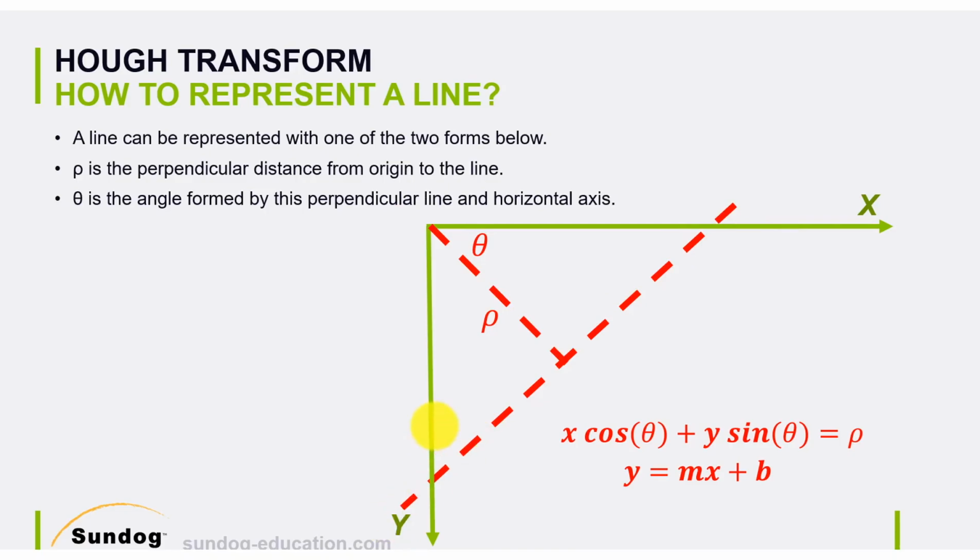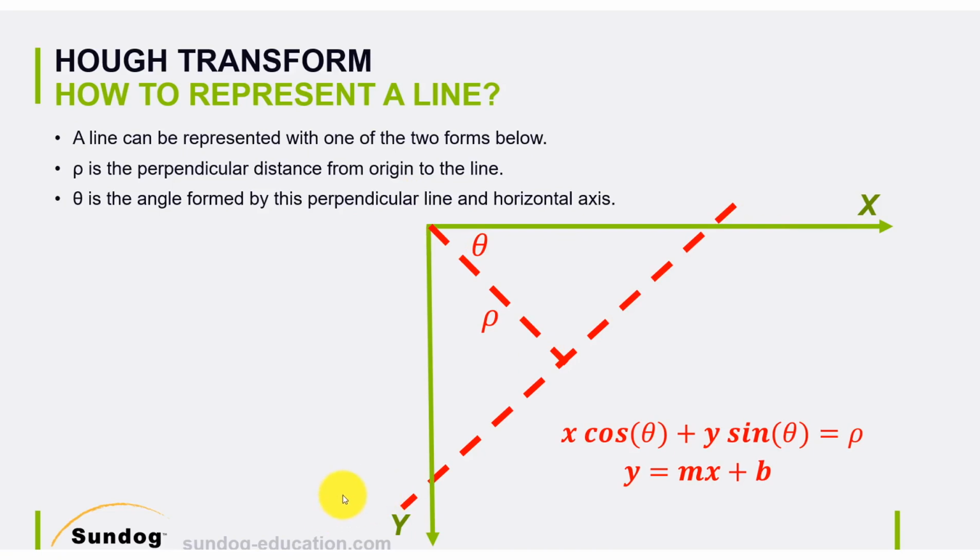What do I mean? Theta is simply the angle with the horizontal line. And rho is simply the distance from the origin, perpendicular to the line, which is this distance. So I can represent this line using these two parameters, rho and theta. It's a different representation of the line.